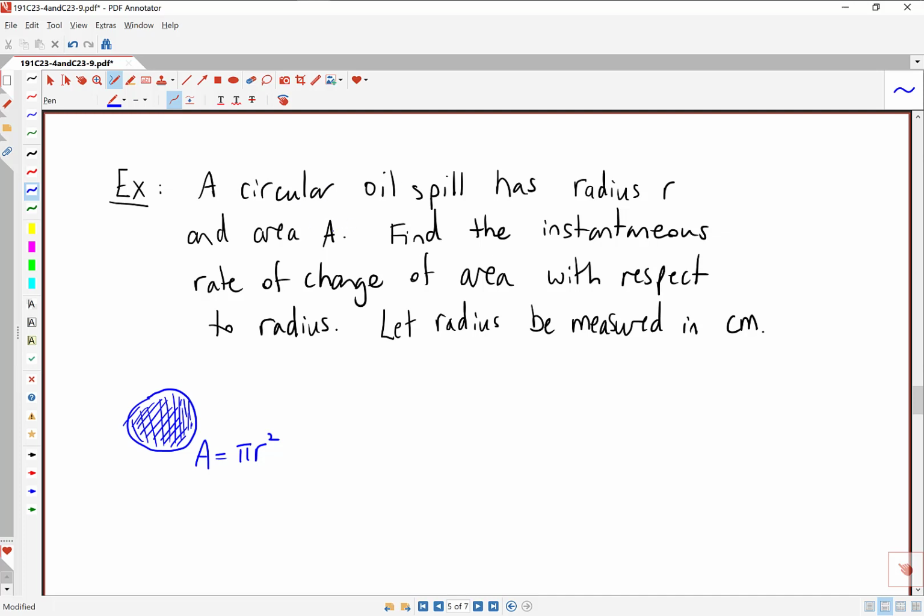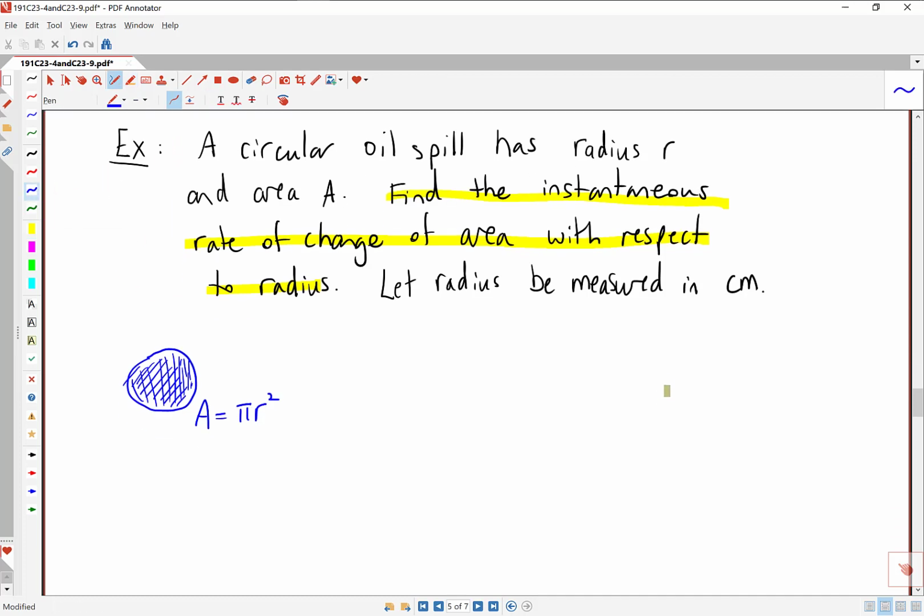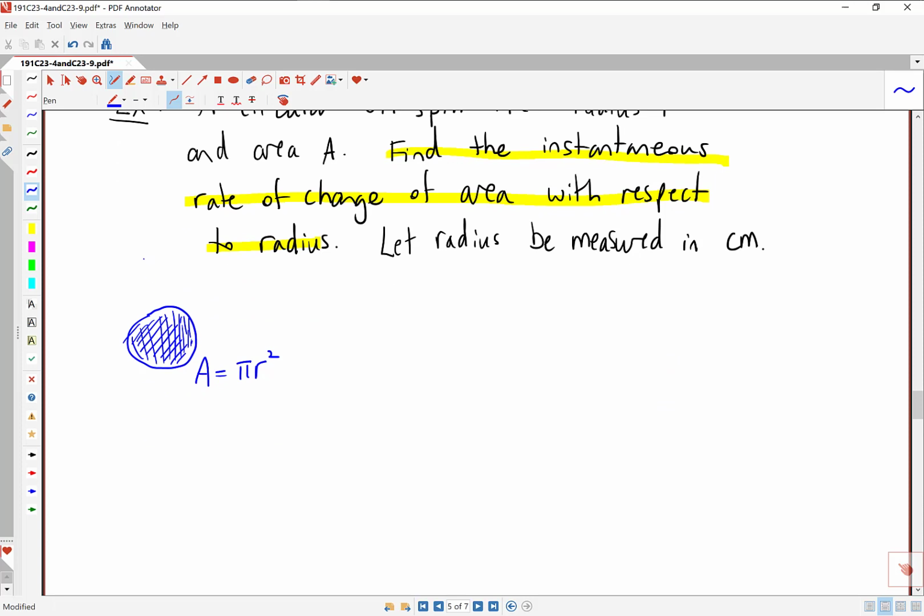Okay, so that takes care of the first sentence. Then the question is to find the instantaneous rate of change of area with respect to radius. Well, whenever you hear instantaneous rate of change, that represents a derivative. So what we're saying is we want to find the derivative of area with respect to radius. So in symbols, two ways to write that derivative. You could write A prime of r, or you could write dA by dr. Either way, we're talking about the instantaneous rate of change of our area function with respect to the radius.